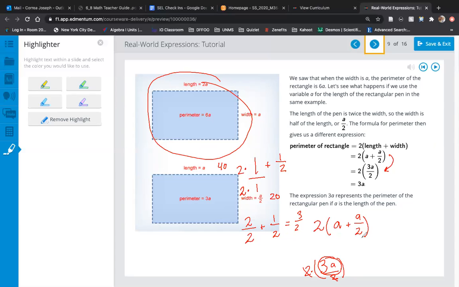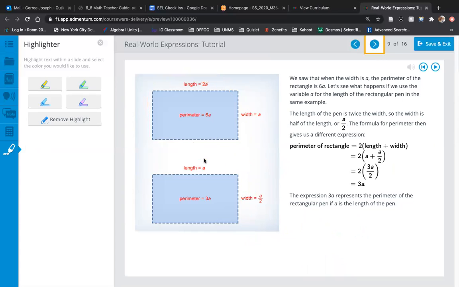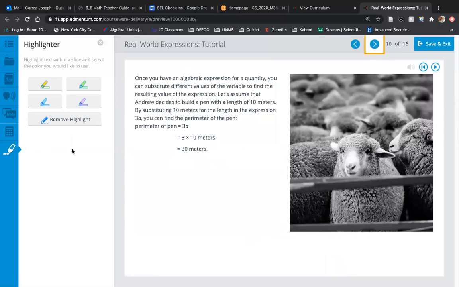But this here would be a whole separate lesson on fractions, which I don't want to get into right now. Just realize that you do have two different expressions that mean the same thing. It just depends on how we define that variable. So if we define the variable as being the length of the rectangle, we got the more complicated one. If we said A was the width of the rectangle, we got the easier one to use. All right, and I believe that takes us actually, okay, one more.